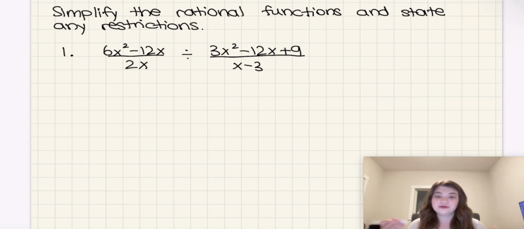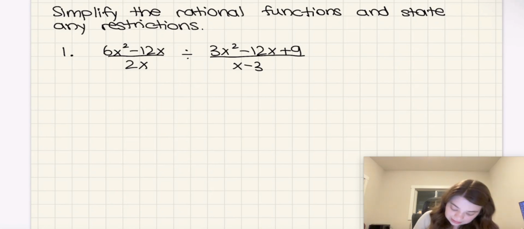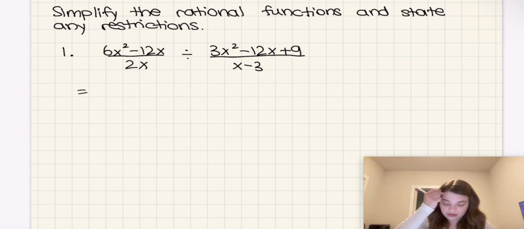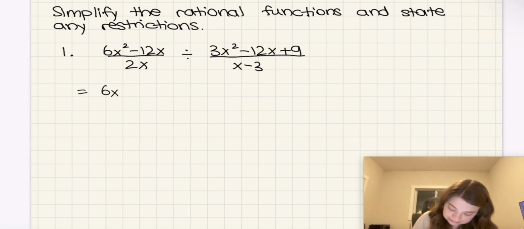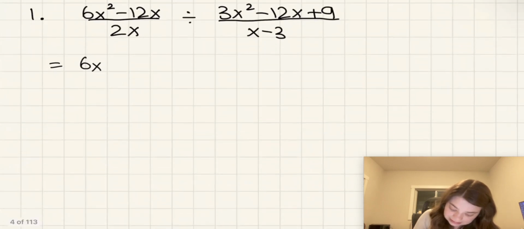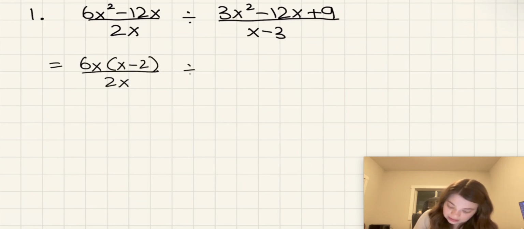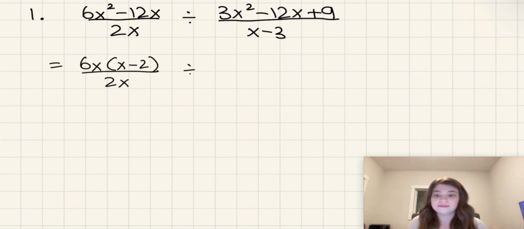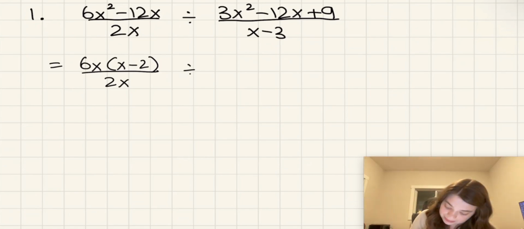So for example, I noticed that I can factor this first numerator here. I can common factor out 6x from this, and this becomes 6x times (x minus 2) over 2x. And then I can also factor the numerator in my second rational expression here as well. I'm going to start by just common factoring out the 3 in this step here, like that.